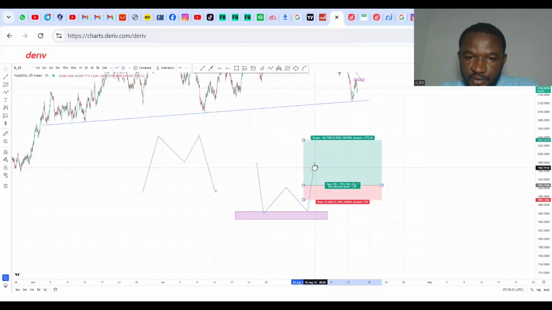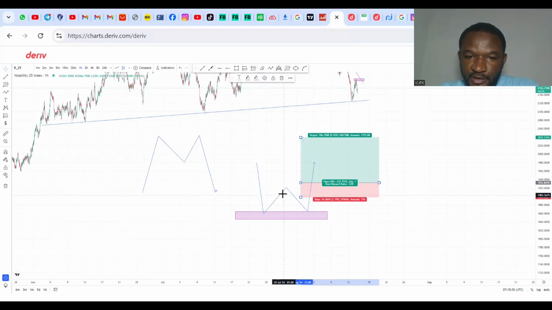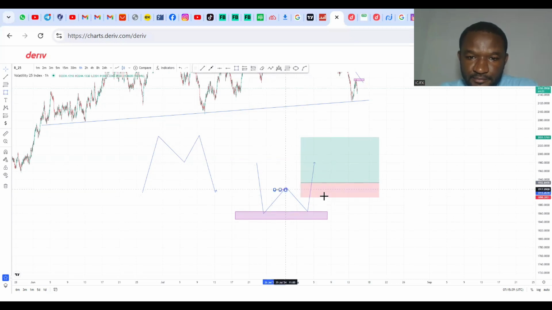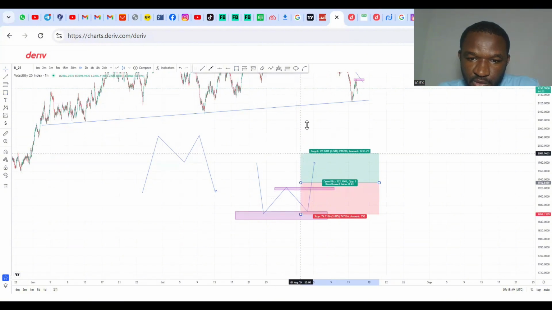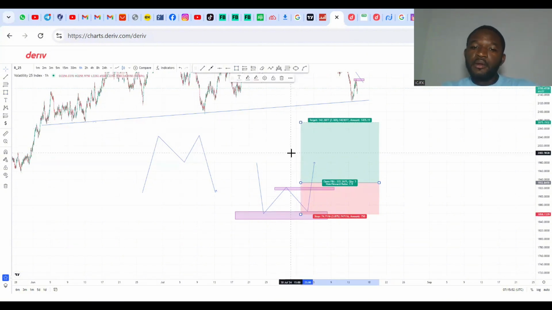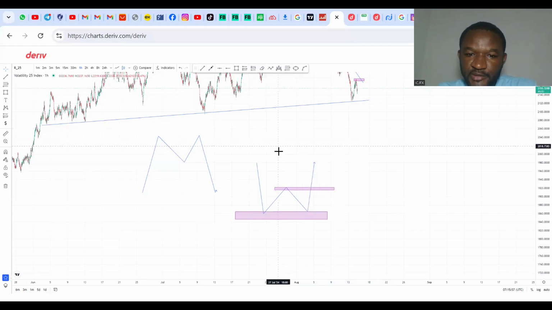Or after the break of the neckline, this is what we call the neckline. This zone here is the neckline. Once the market breaks the neckline, some people take their stop loss here, then take a trade, then target 1:1, 1:2. So that's for the M and W.